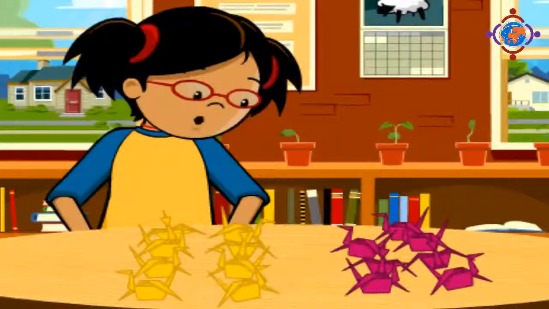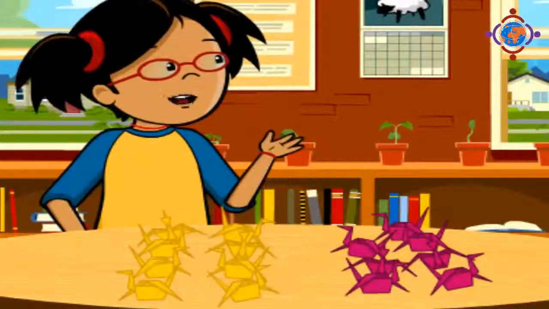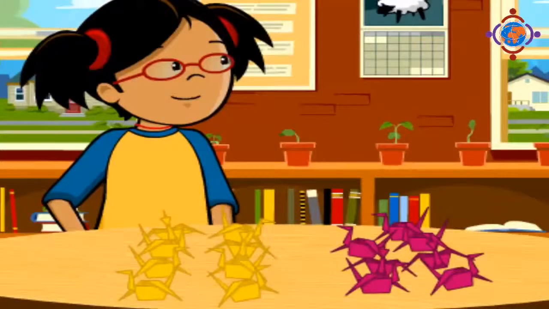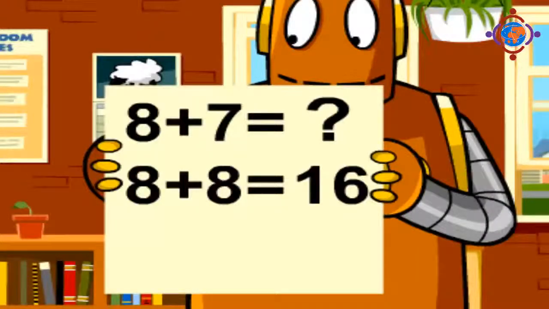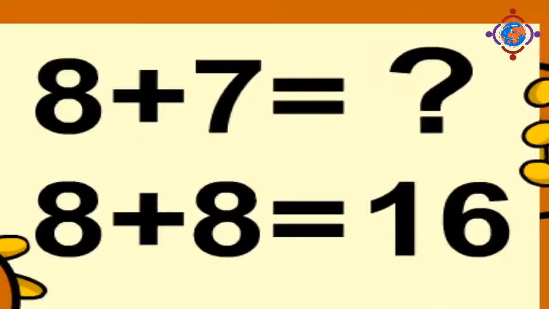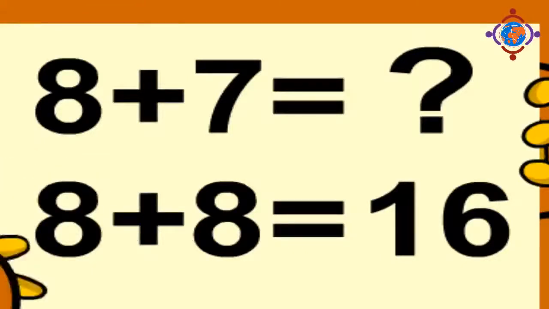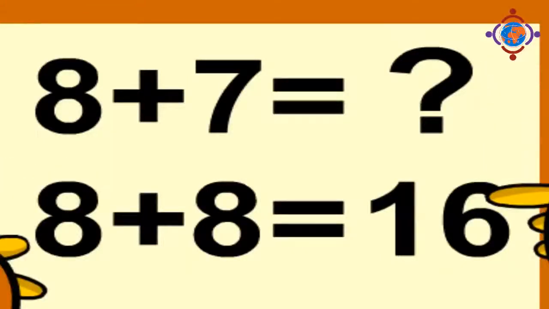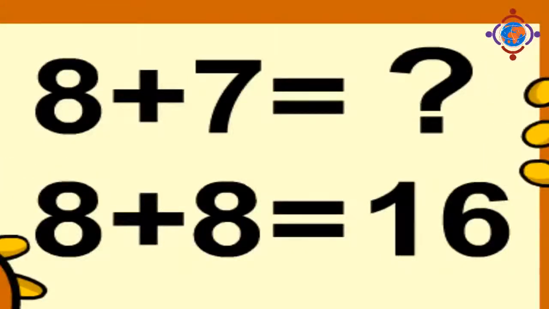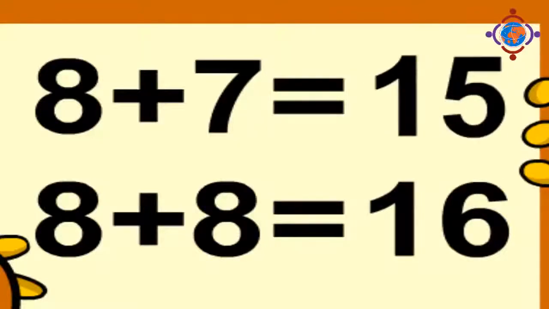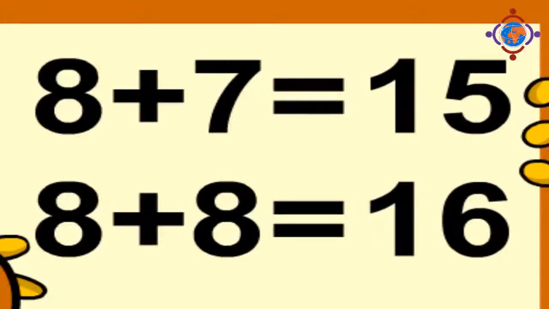So now we have 8 yellow cranes and 7 magenta cranes. We can still use doubles to figure out the sum. I know that 7 is 1 less than 8, so the sum must be 1 less than 16. 8 plus 7 equals 15. The sum is 1 less than the double.